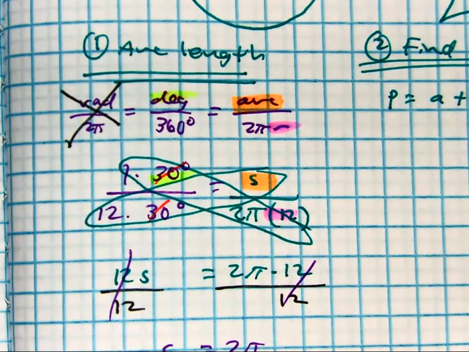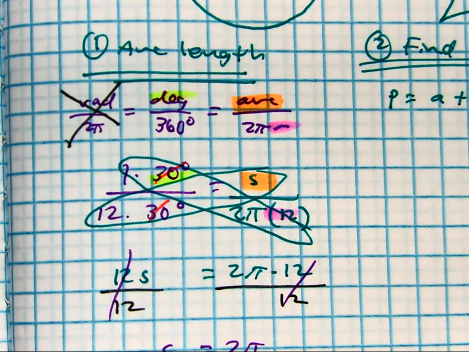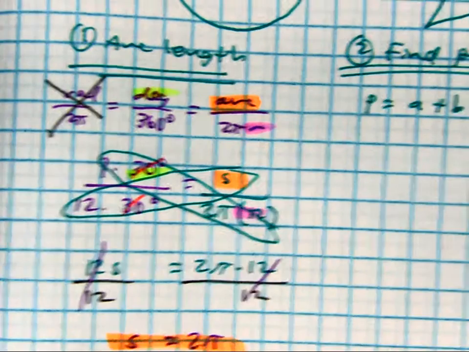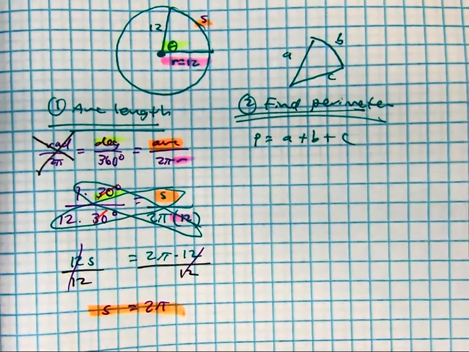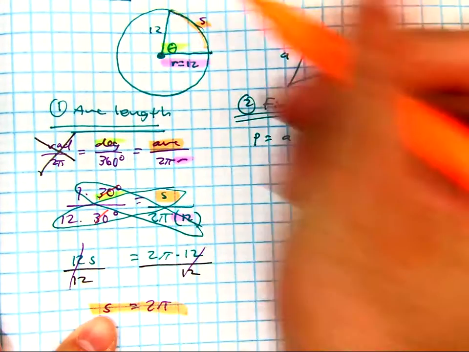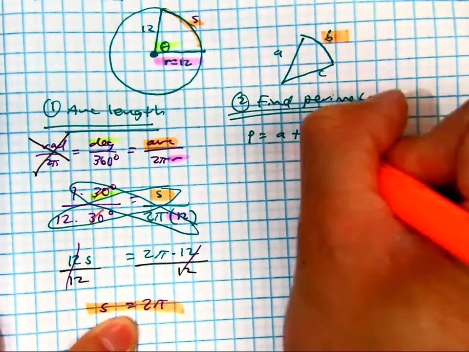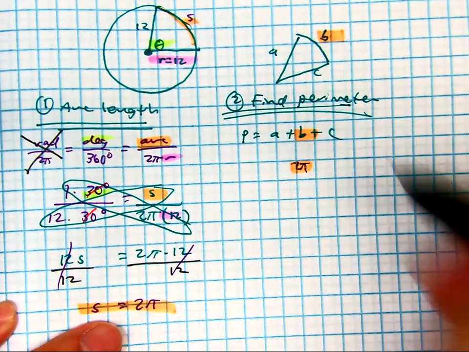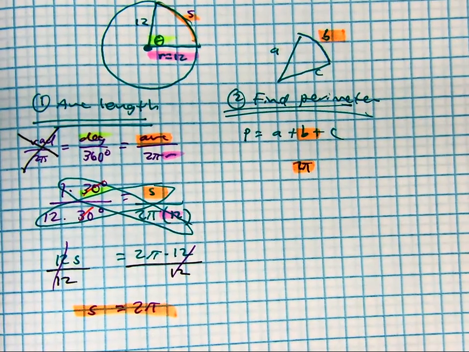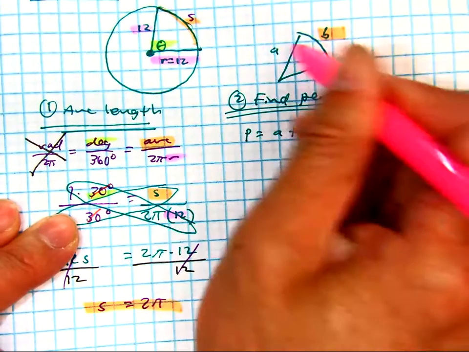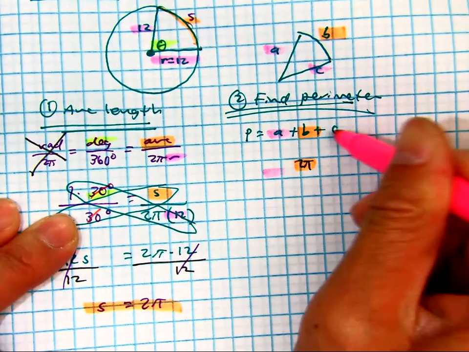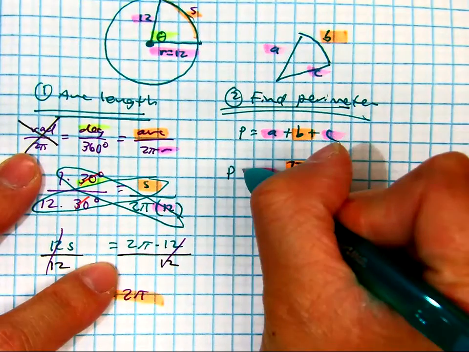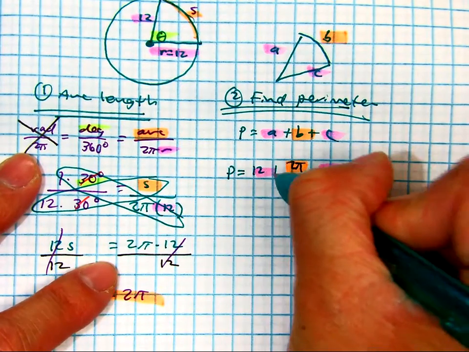That's orange, right? Well, how do we use this now? Remember, the arc length was kind of like our pizza crust. That's this part. That's 2 pi. The other part of the pizza is my radius, so each of these are 12. So the perimeter is equal to 12 plus 2 pi plus 12.